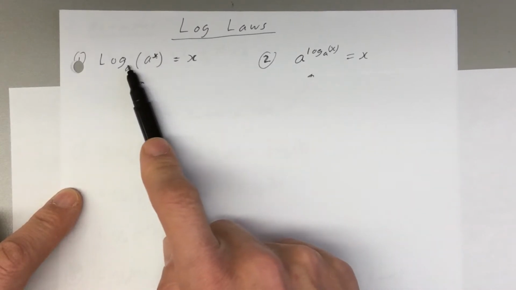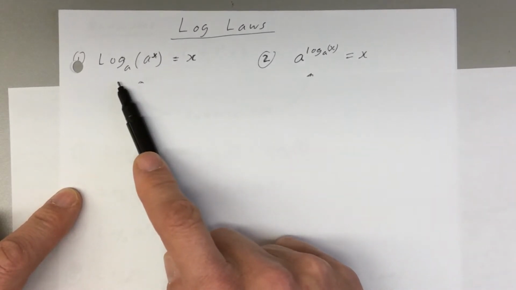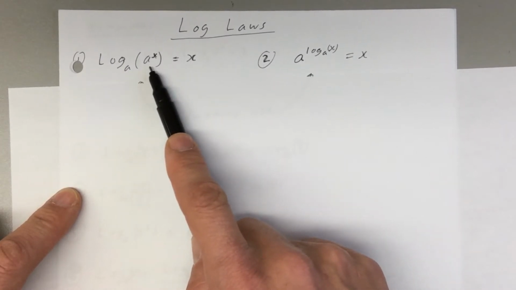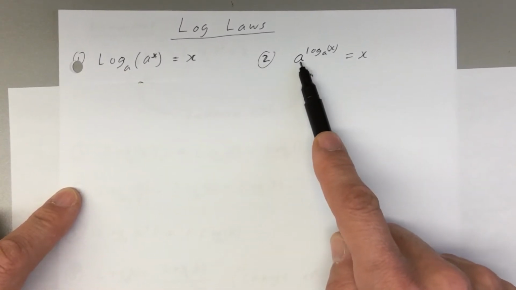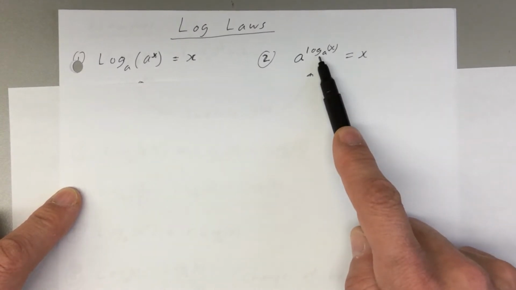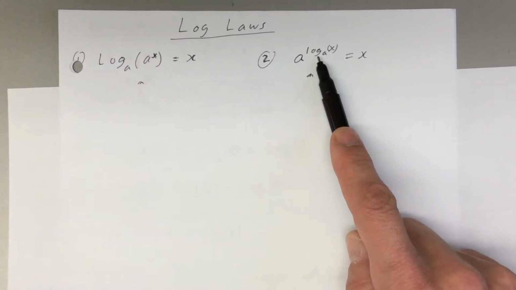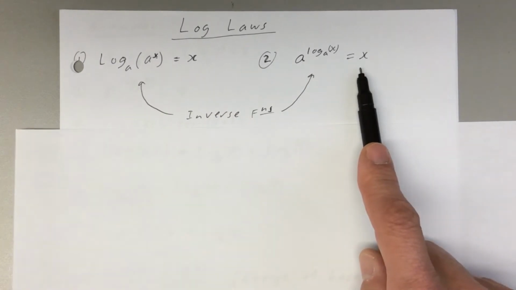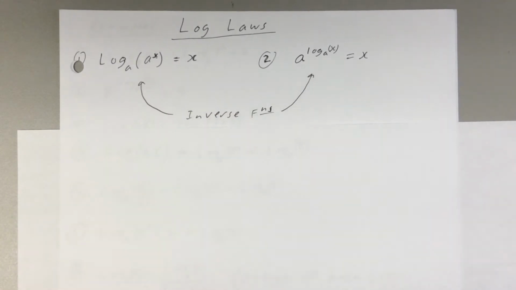Now these are just based on the fact that they are defined as inverse functions. So the log actually undoes the exponential, and the exponential undoes the log. Based on the fact that they are inverse functions, these are by definition true, so we don't need to have a proof of those.